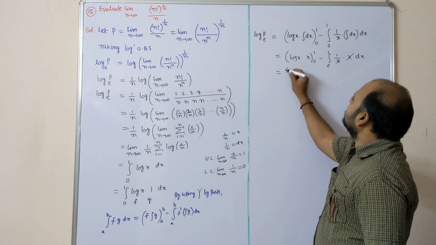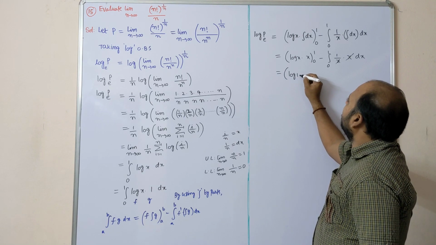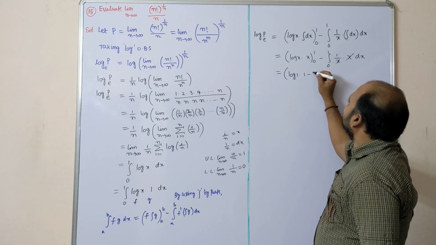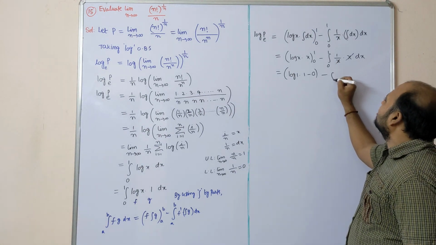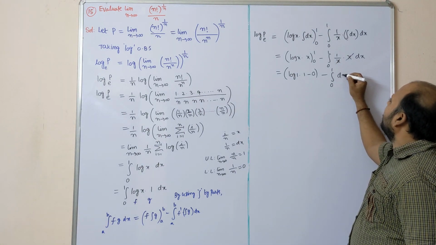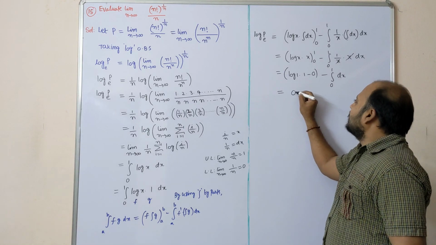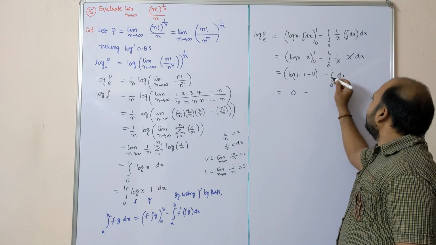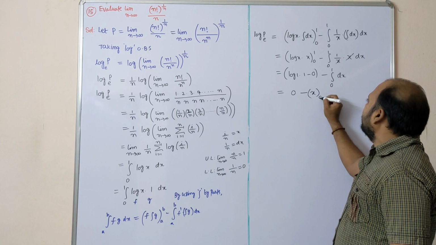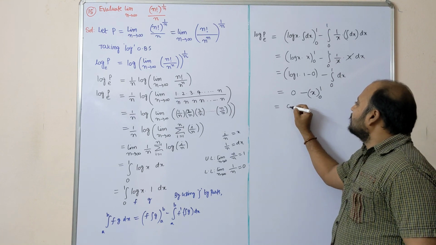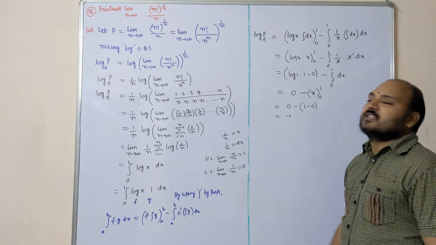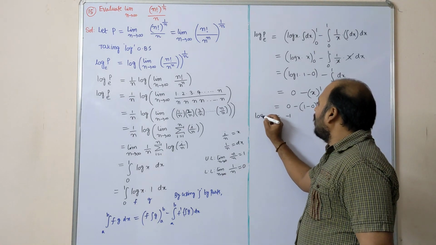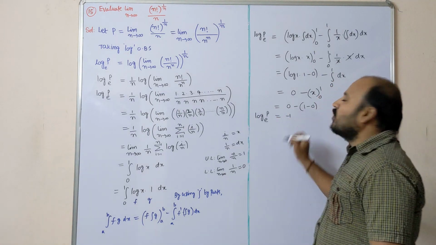So x is equal to 1, substitute: log 1 into 1 minus 0. Anyway, log 1 value is also 0, this complete term goes to 0, minus integral 0 to 1 into dx. So this is 0 minus integral dx is x, applying the limit 0 to 1. So 0 minus 1 minus 0. So ultimately minus 1. Log p to the base e is equal to minus 1.